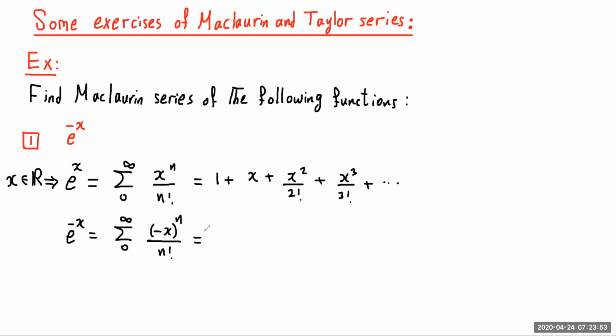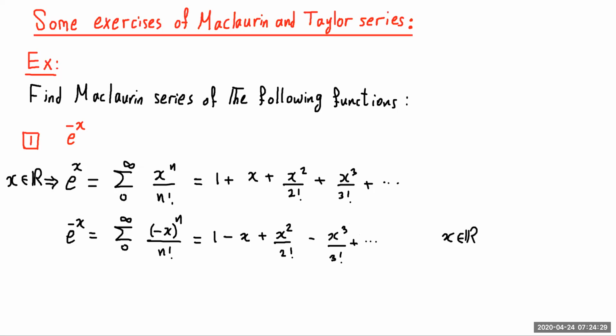So if I give n 0, it's 1 over 0 factorial, which is 1, minus x plus x power 2 over 2 factorial minus x power 3 over 3 factorial plus x power 4 over 4 factorial, etc. So this is the final answer, and it is correct for any real number x.